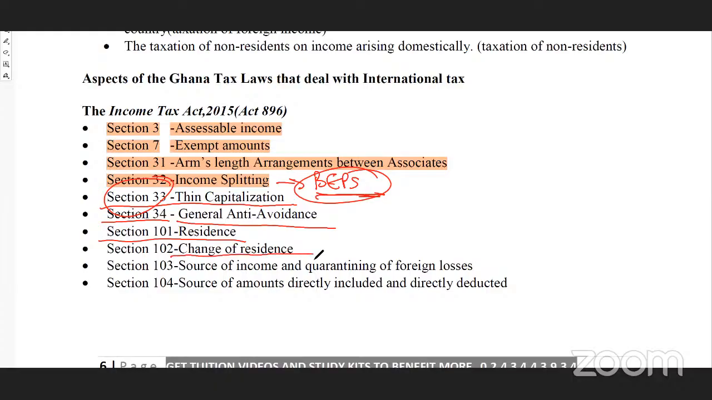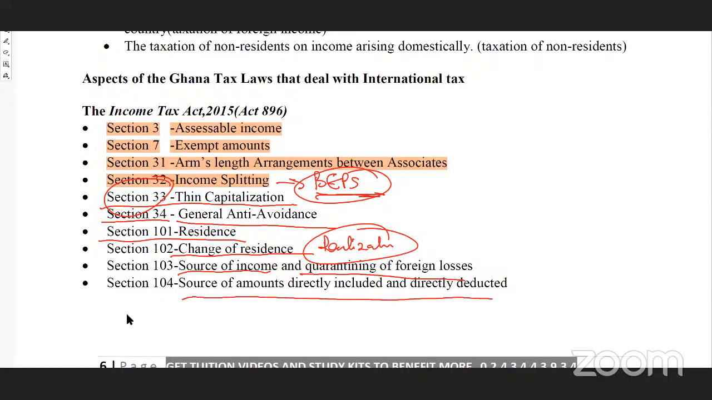We look at changes in residence and realization. So this is, as if I leave Ghana today and I'm no longer resident, what happens to my assets that are in Ghana? Do you get the idea? Assuming I change residence today. So we look at sources of income and quarantining of foreign tax losses by residents. We look at sources of amounts directly included and directly deducted from profits in Ghana.